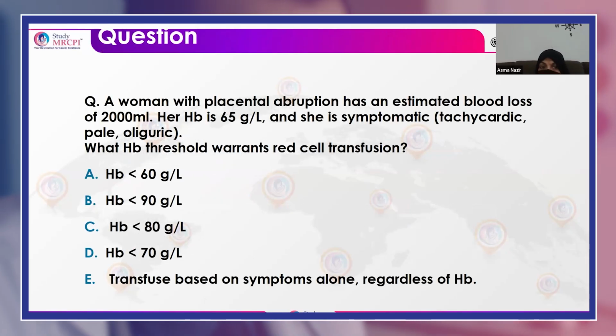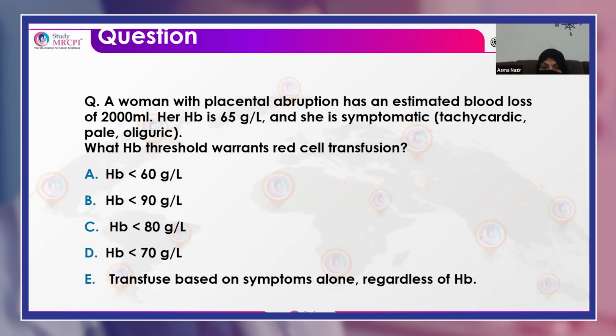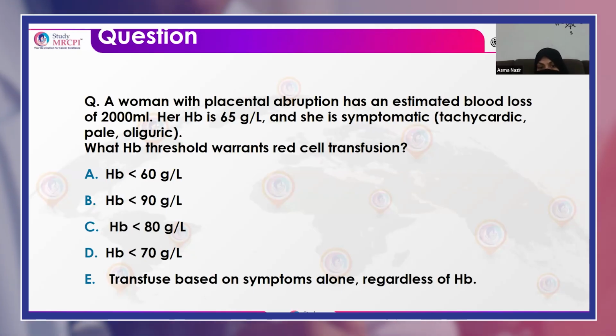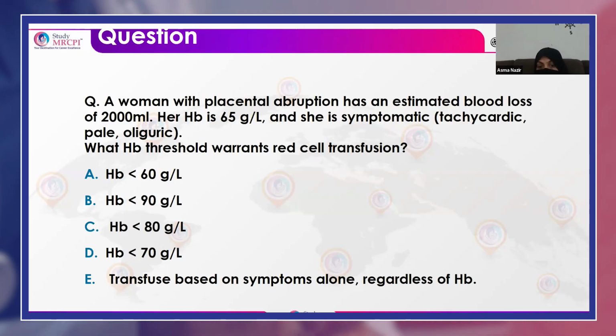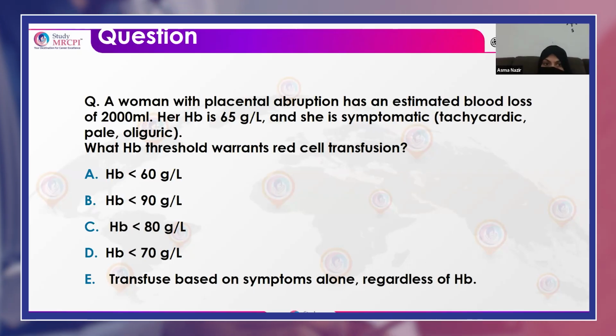Option A, hemoglobin less than 60. Option B, hemoglobin less than 90 gram. Option C, hemoglobin less than 80 gram per liter. Option D, hemoglobin less than 70 gram per liter. Or we have to transfuse the patients based on the symptoms alone, regardless of hemoglobin, as we are going to treat the patient, not the labs.